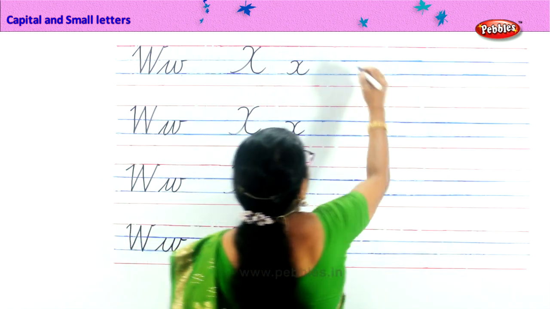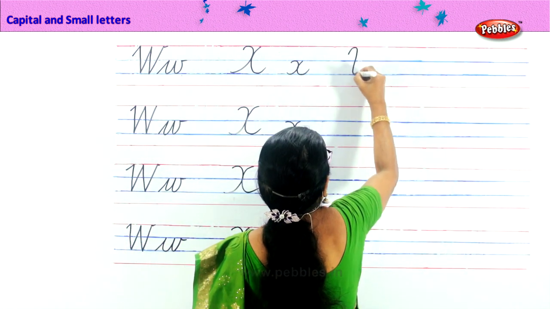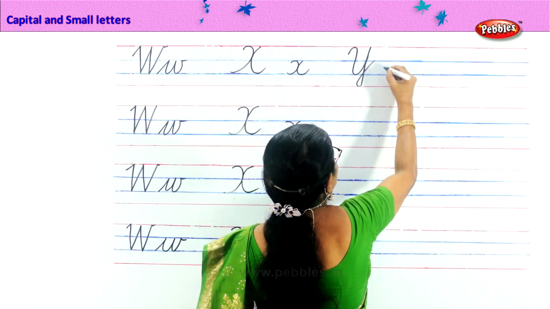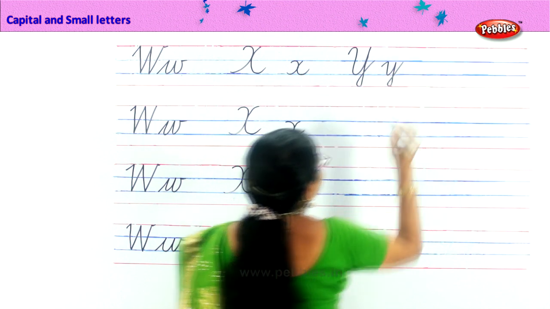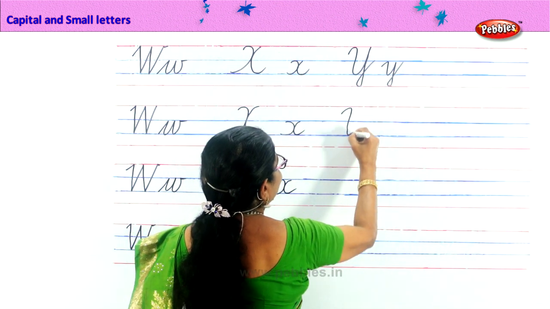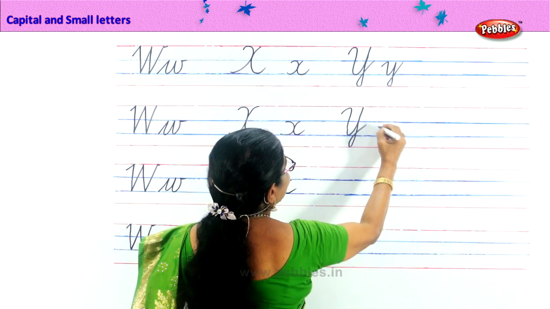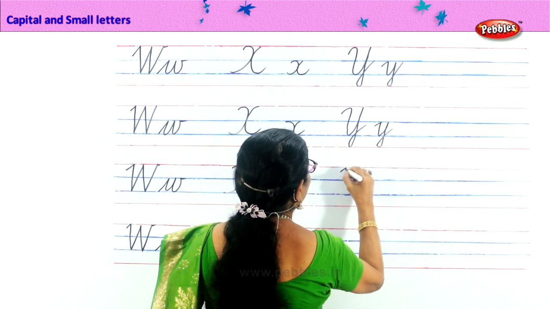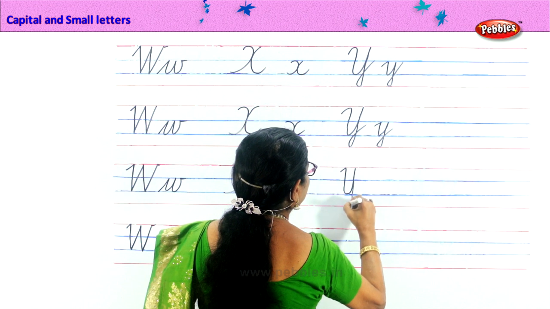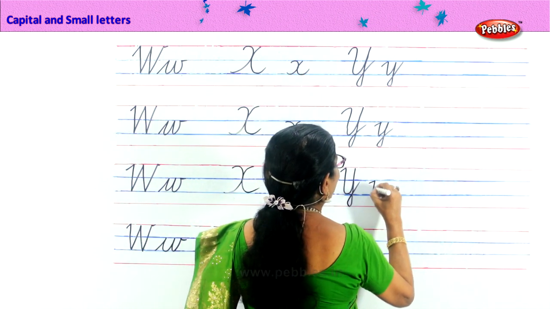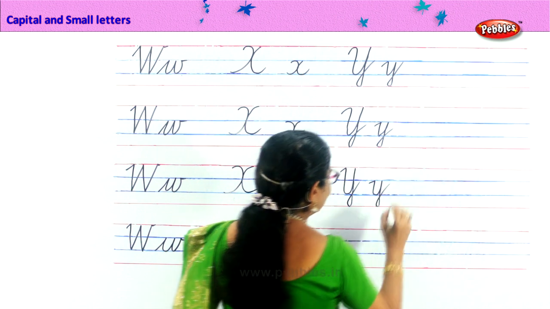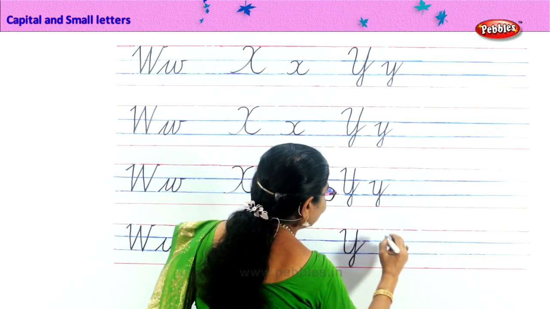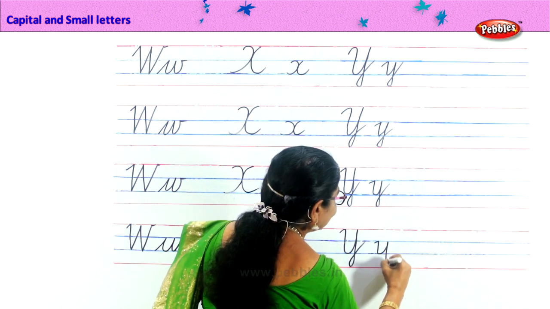Y. Good. The Y, we start from here. We'll use the full line and small y like this. The capital Y goes like this and the small y like this. The capital Y. Yes. And the small y, good. The capital Y, and this is the small y.